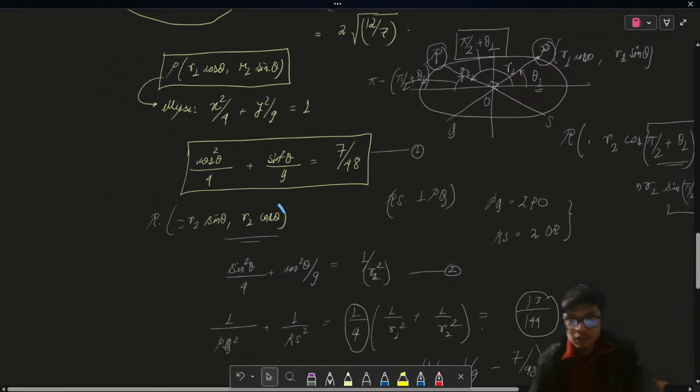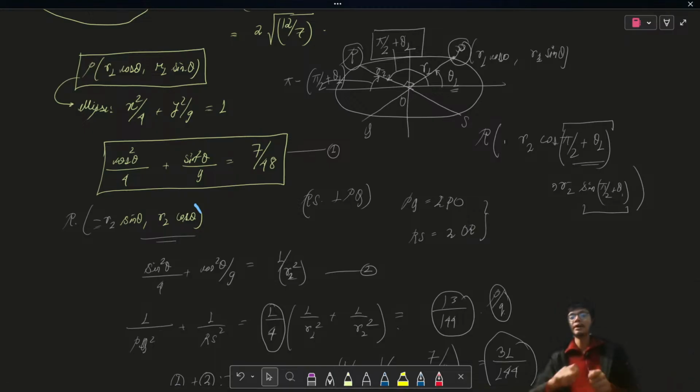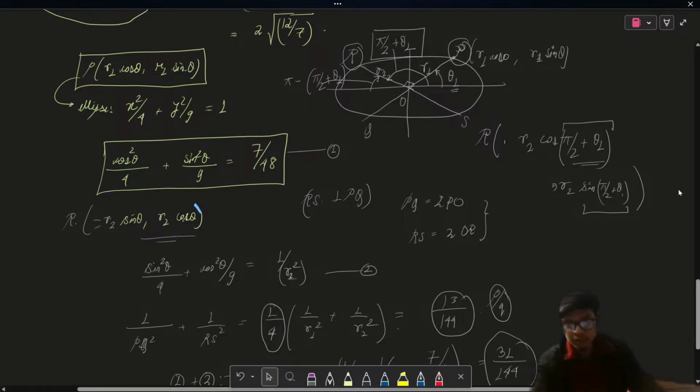Whenever we solve other questions of this particular type, please do this kind of modification. Generally students learn the parametric coordinates as a cos theta comma b sine theta, right? But apart from that, we can also represent the parametric form of any point on the ellipse in terms of the radial distance from the origin, as shown over here.